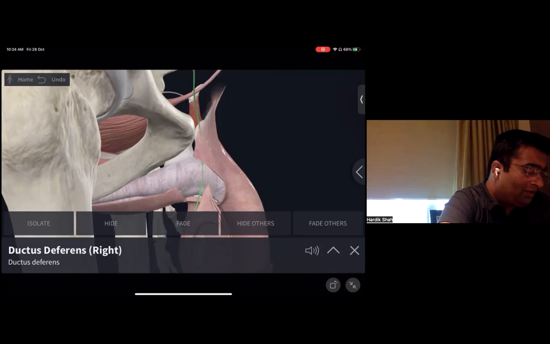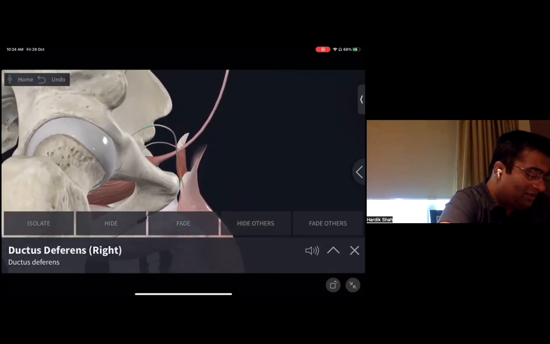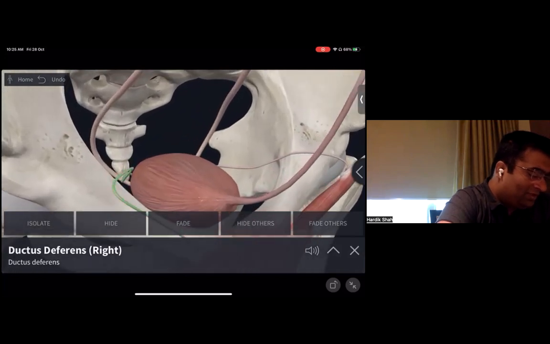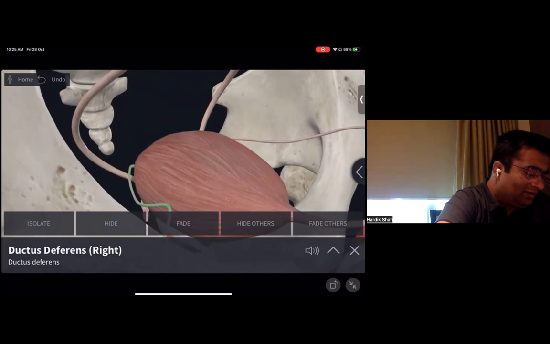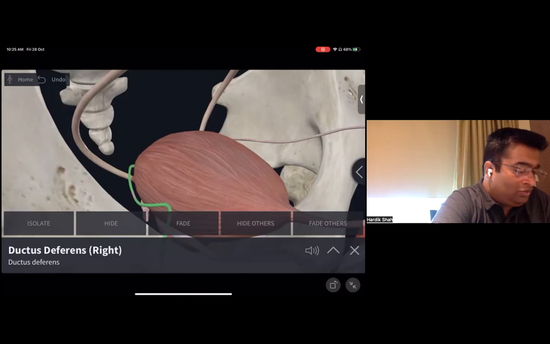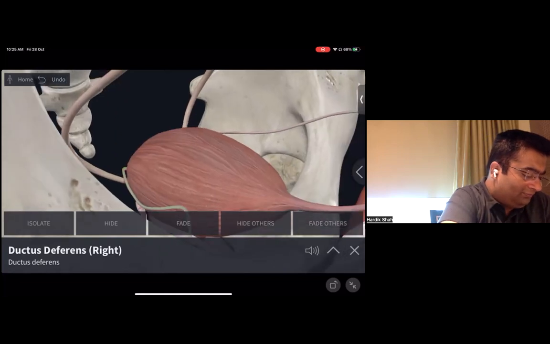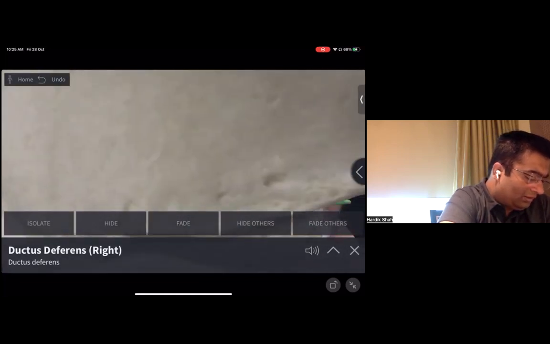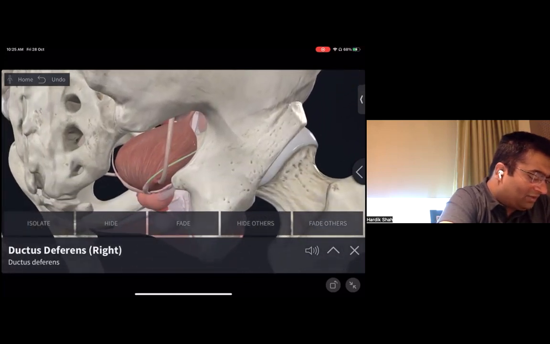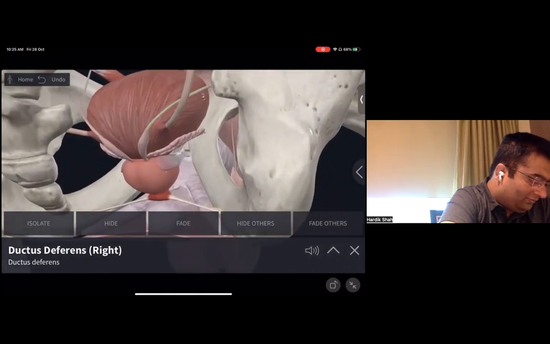It will loop over the ureter of its respective side. So you can see here how it is looping over the ureter. You can see this structure is the ureter, and this structure here is the vas deferens that you see highlighted in green now. So the vas deferens will loop over the ureter and it will be joined by the duct of the seminal vesicle. You can see here.